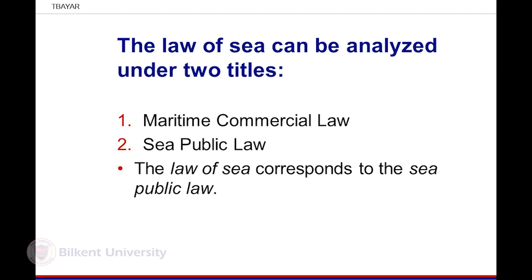Therefore, we also require international private law, which is also known as maritime commercial law. So from fisheries to when your cargo is sent, when you make your order through AliExpress, then it is shipped to you by ships. And this is also subject under maritime commercial law.